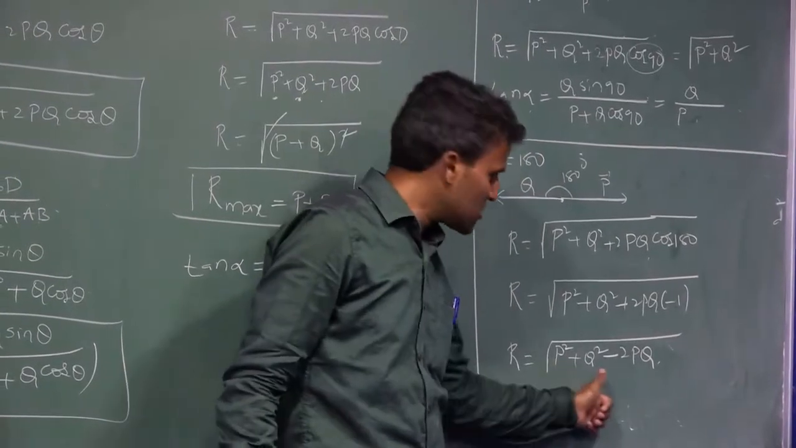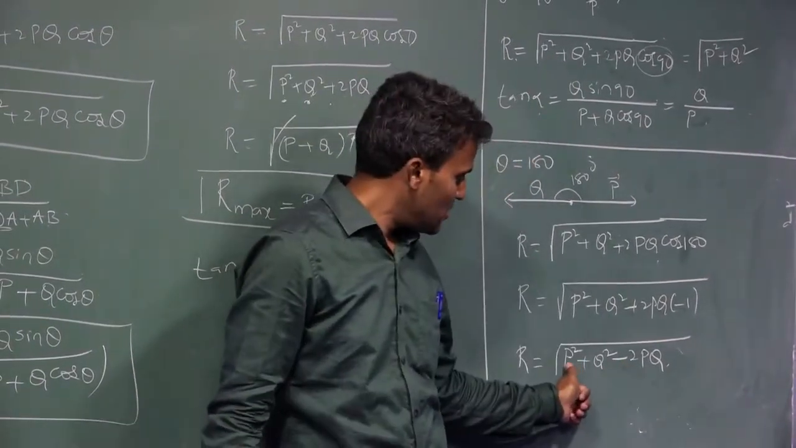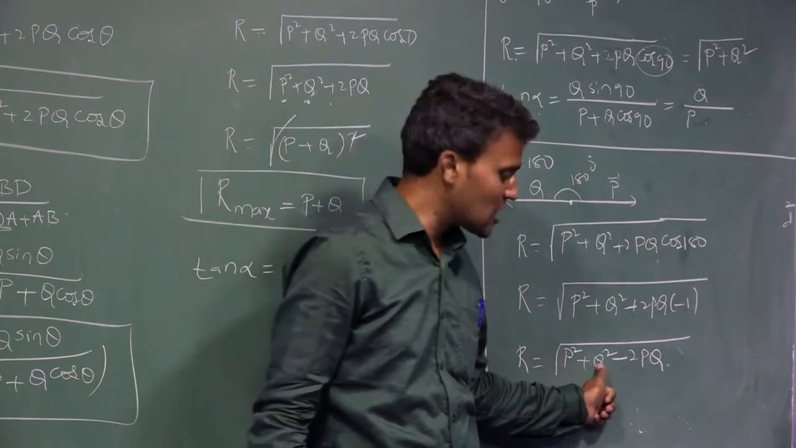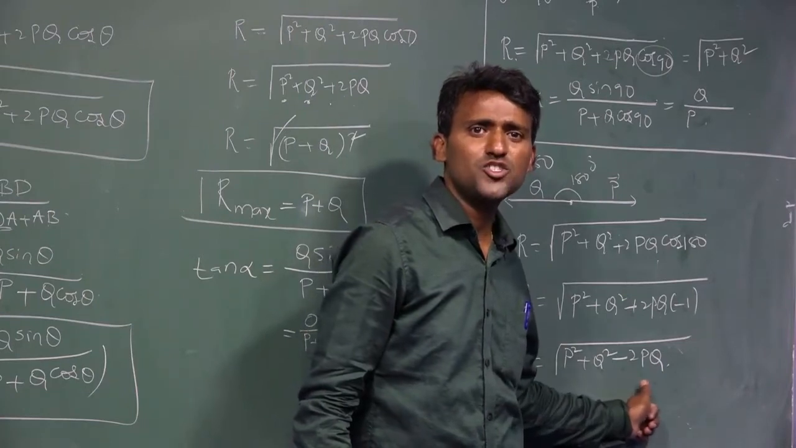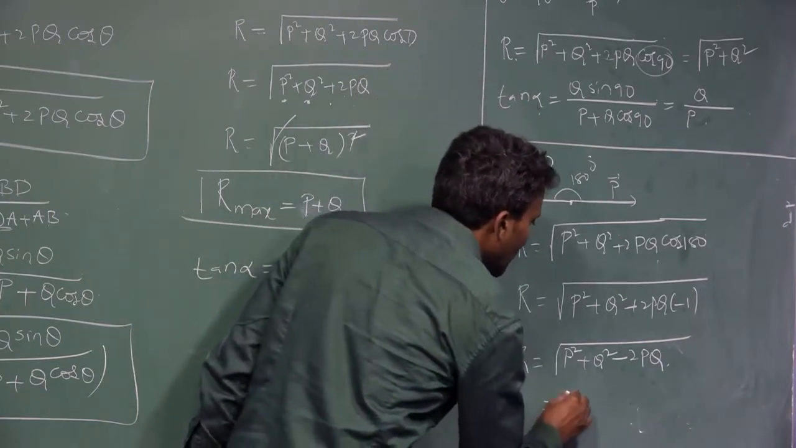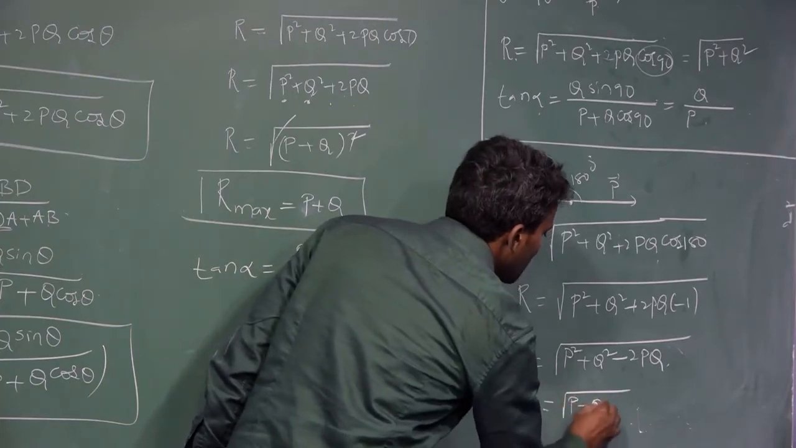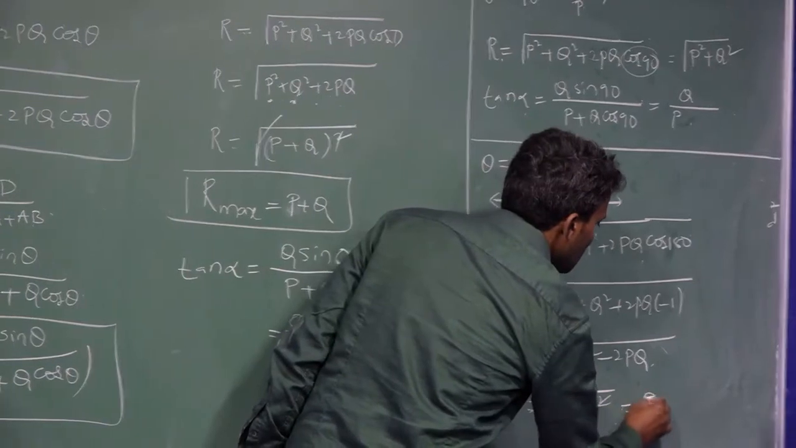A square plus B square minus 2PQ. We have to write P is nothing but A, Q is nothing but B. So A square plus B square minus 2AB is equal to A minus B whole square, means P minus Q whole square. Square root and square get cancelled. You can write P minus Q.